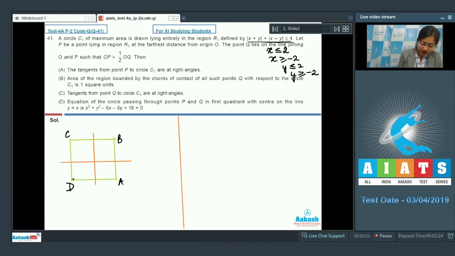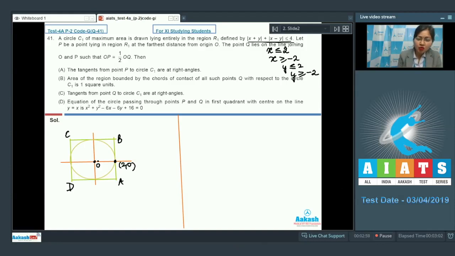Let us say the region is this and the points are A, B, C and D. So here we are given a circle of maximum area whose center is origin O. The circle would be something like this, right? And this point is here, (2, 0). Now the position of point P. It has been given that point P is lying in region R1 and it is farthest from point O. So we can see that P can take 4 positions, that is A, B, C and D.